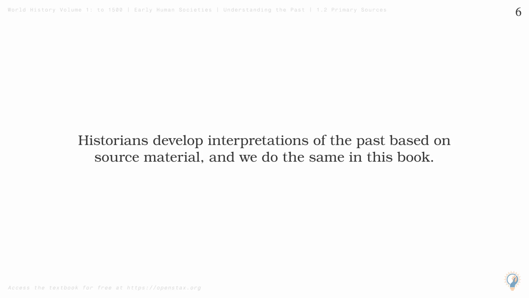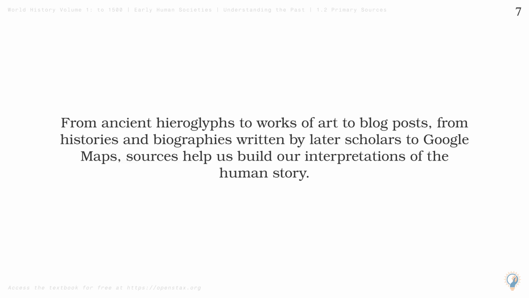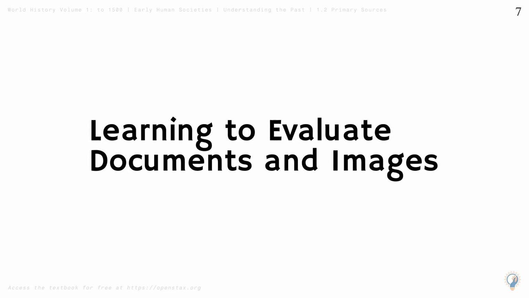Historians develop interpretations of the past based on source material, and we do the same in this book. From ancient hieroglyphs to works of art to blog posts, from histories and biographies written by later scholars to Google Maps, sources help us build our interpretations of the human story. Learning to evaluate documents and images.